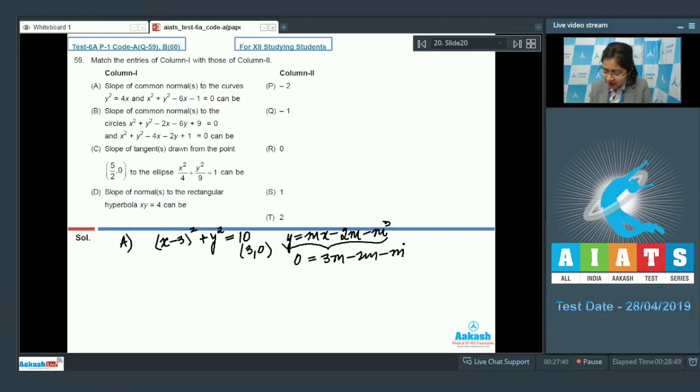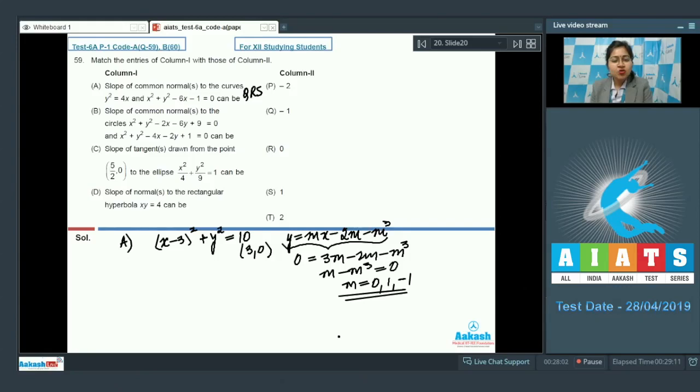2m minus m cube, that is m minus m cube equal to 0, which means that m is either equal to 0 or 1 or minus 1. So from the given options, Q, R and S will be the correct answer.